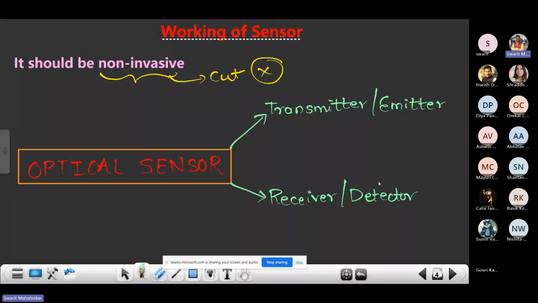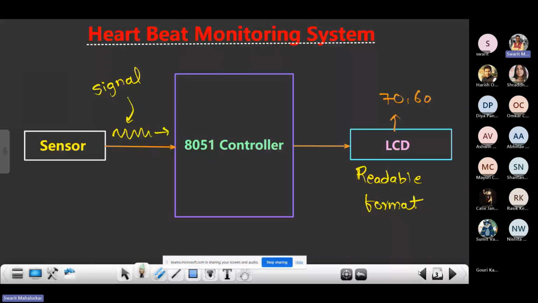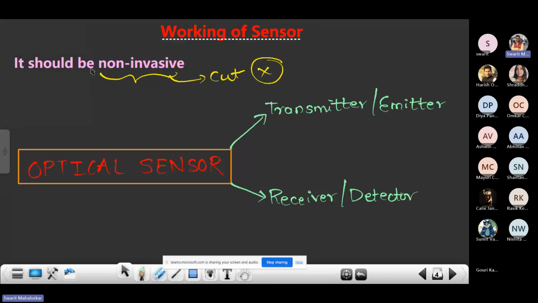Again, I'll repeat. What we saw just now was the block diagram, and we want our method to be cost effective and non-invasive. For that purpose, we are going to use one optical sensor. This optical sensor has two major components: the transmitter, also referred to as emitter, and the receiver, sometimes also known as detector. I hope you understood everything up till here.